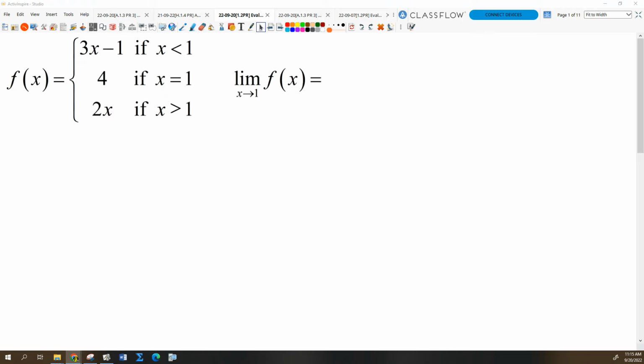So what's our thinking on this problem here? We have this piecewise function. We want to know the limit of the function as x approaches 1. And what I'm mostly interested in is how you are going to approach this and show your work.